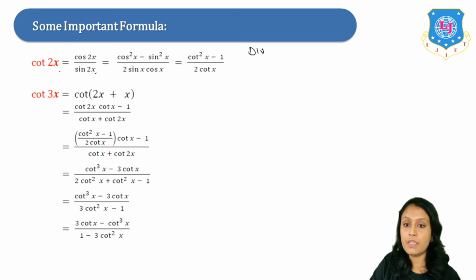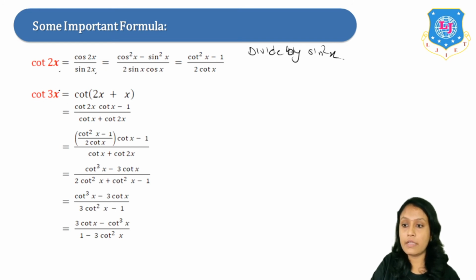Okay, so here we will divide by sin square x. So you will get cos square upon sin square, that is cot square, minus 1 upon 2 cot x. Next, cot 3x formula.